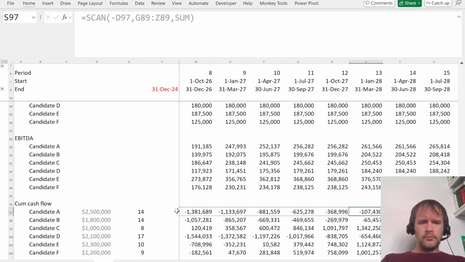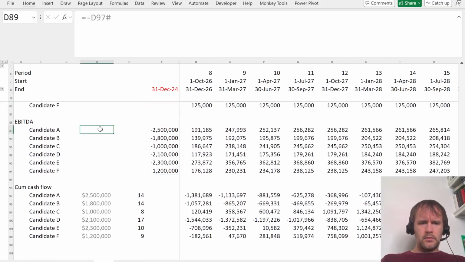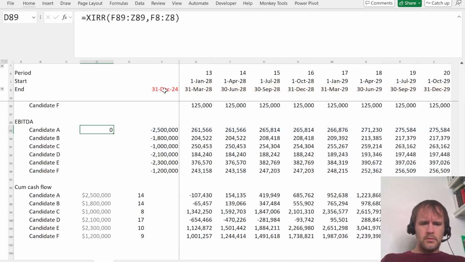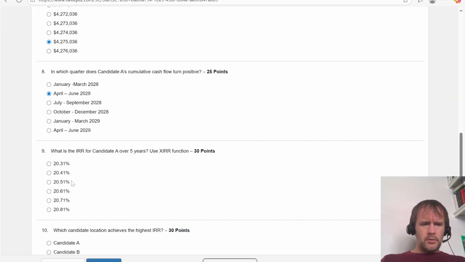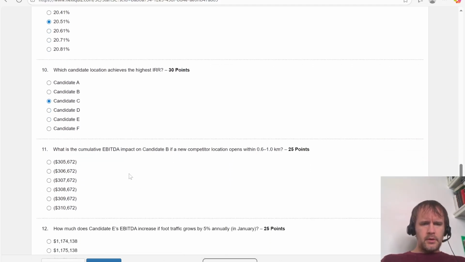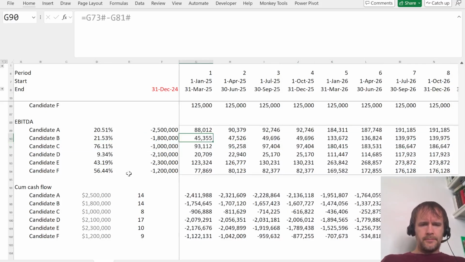Okay. 20.51. Good. Okay. Which candidate location achieves the highest IRR? And that, whoa, my margin. Candidate C. Cumulative EBITDA impact on candidate B if a new competitor location opens up. Okay. Okay, so I should say equals sum of this.